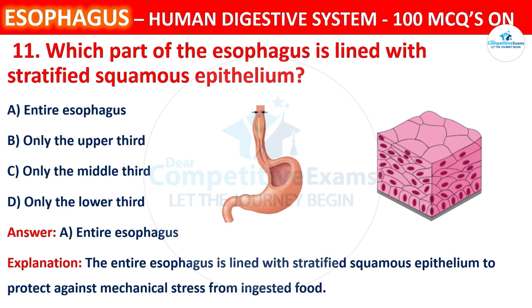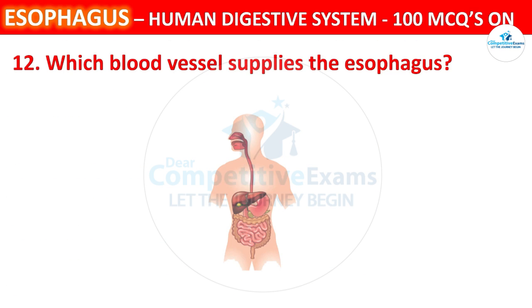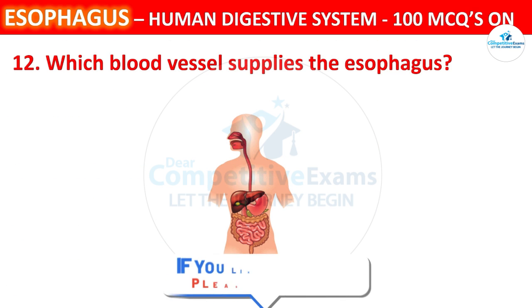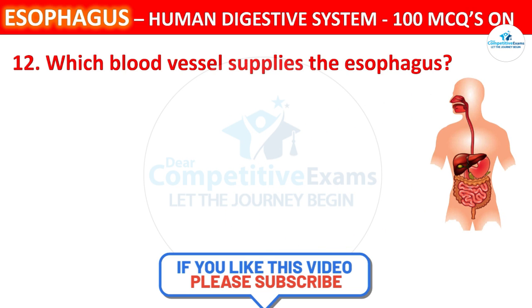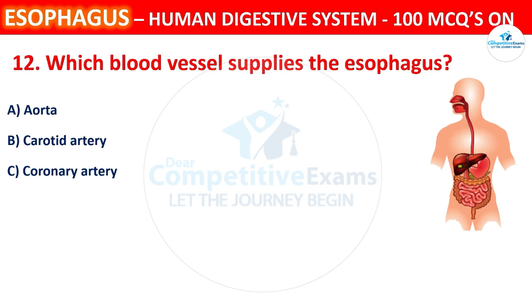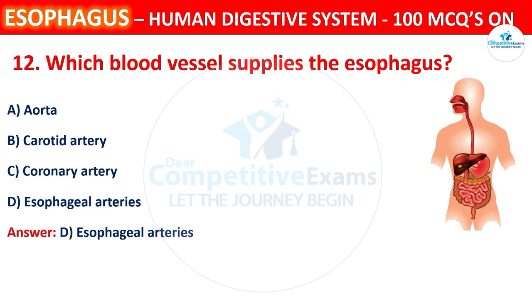Question number 12. Which blood vessel supplies the esophagus? Your options are aorta, coronary artery, or esophageal arteries. The correct answer is D, that is esophageal arteries.